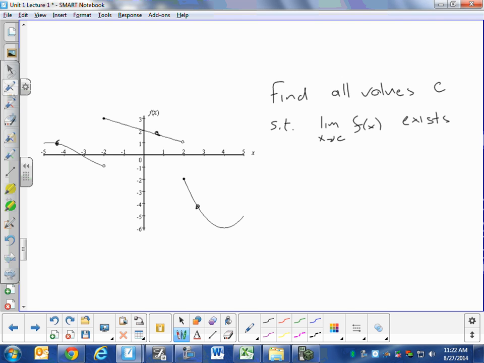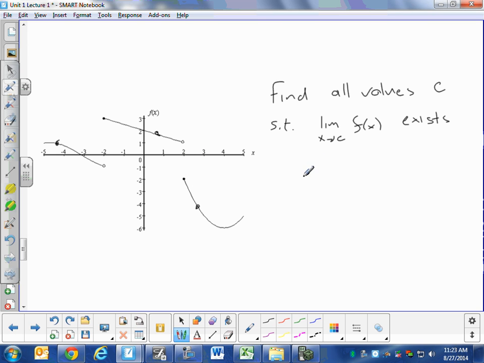And what are those 2? Ms. Karczewski. 2 and -2. The limit does not exist at -2 because the left-hand limit is -1. The right-hand limit is 3. The limit doesn't exist at 2 because the left-hand limit is 1. The right-hand limit is -2.